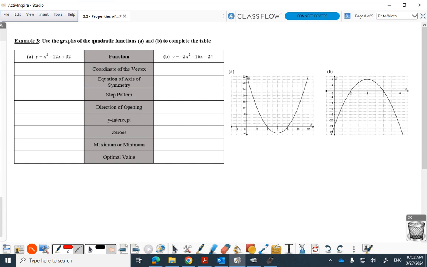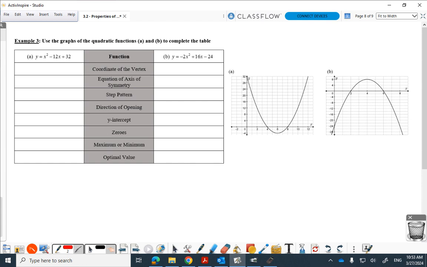All right. This time, no table of values. I just put the two graphs up. Y equals x squared minus 12x plus 32. There's the graph. And then this one is the second one. Okay? So I gave you the graphs. It's back to, let's get the information off the graph again. Let's do the first one together, and then you can try the second one on your own.